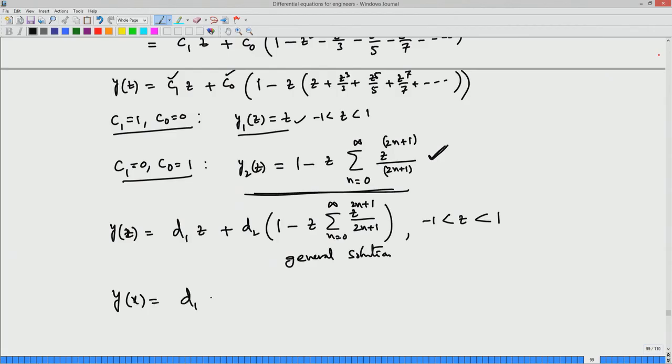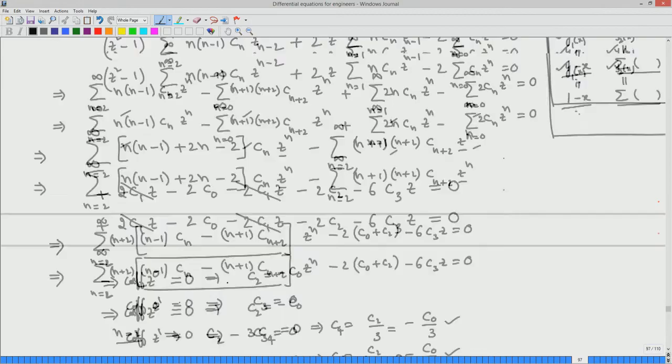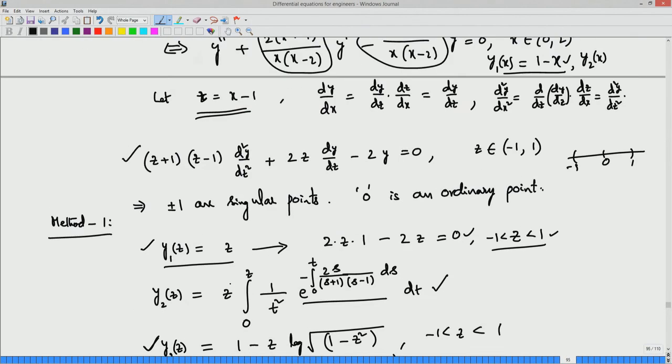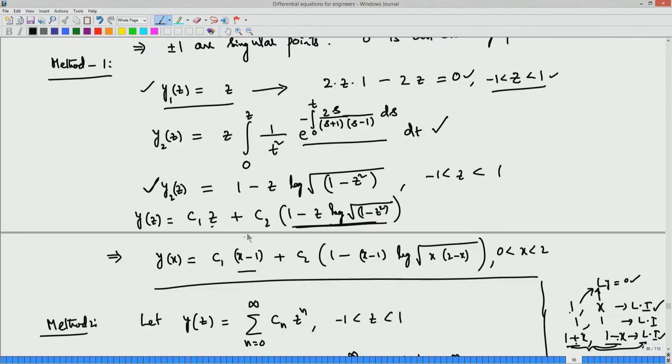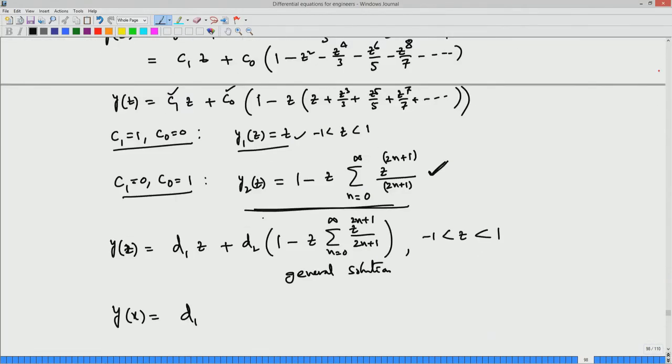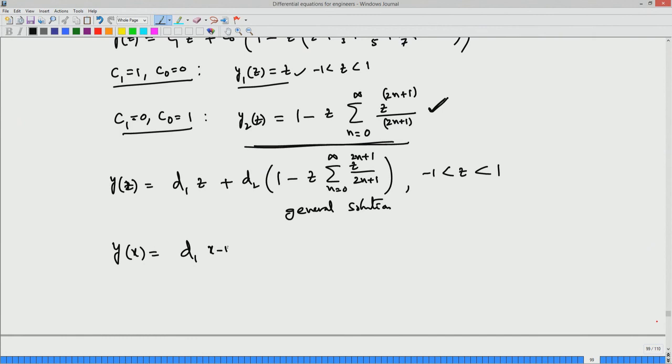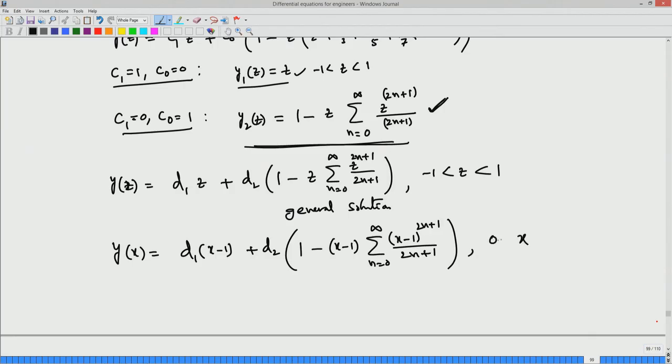So, what is your z? Z is the transformation you have chosen with z equal to x minus 1. So, in terms of x, the original equation gives d1 times (x minus 1) plus d2 times (1 minus (x minus 1) summation n from 0 to infinity, (x minus 1) power 2n plus 1 by 2n plus 1). So, this is your solution, and now x is between 0 and 2. So, this is what you have.